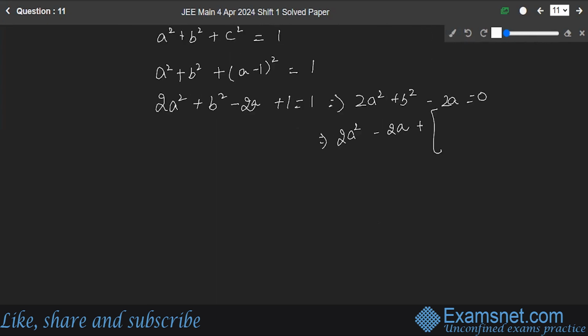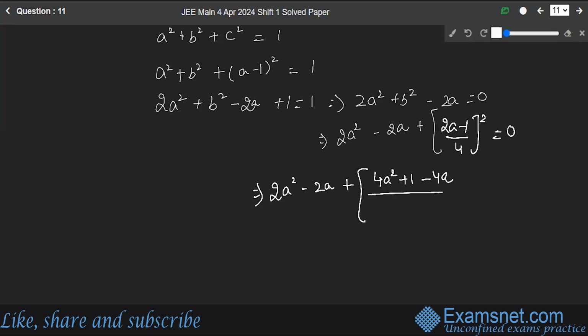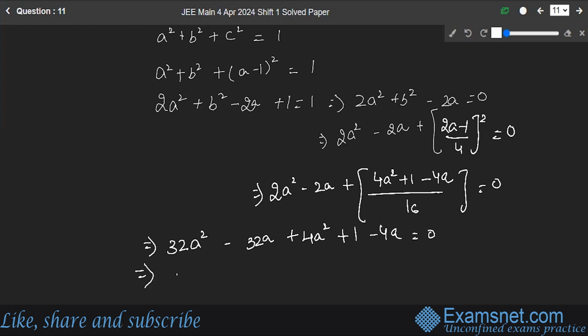2a minus 1 upon 1 whole square is equal to 0. Let's open it up. You will have 2a square minus 2a plus, this will give me 4a square plus 1 minus 4a upon 16 is equal to 0. Or this is 32a square minus 32a plus 4a square plus 1 minus 4a is equal to 0. Or 36a squared minus 36a plus 1 is equal to 0.